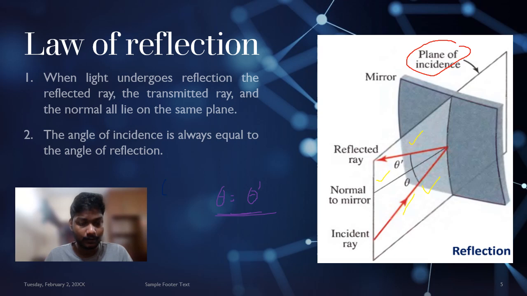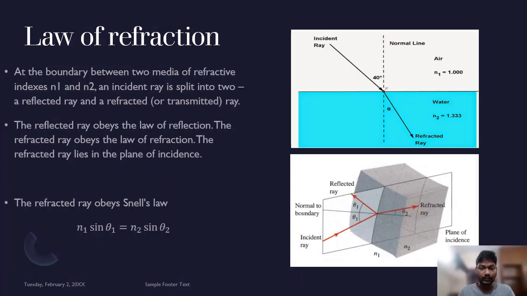Now if we discuss the second law, which is known as the law of refraction, there are a few points you should know. At the boundary between two media of refractive index n1 and n2, the incident ray splits into two: a reflected ray and a refracted ray, also known as the transmitted ray. So here we have the diagram of this.